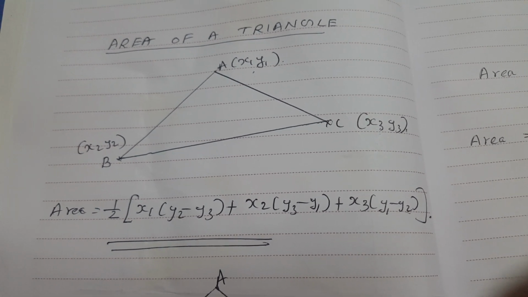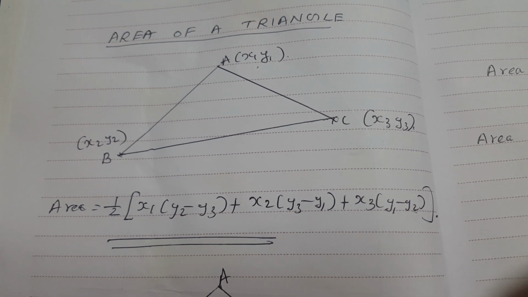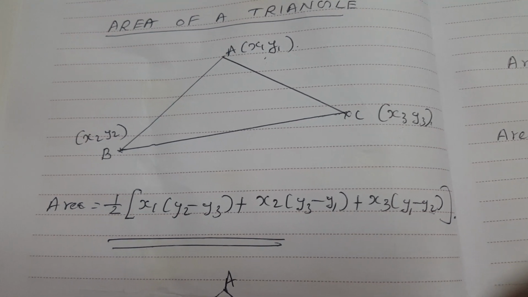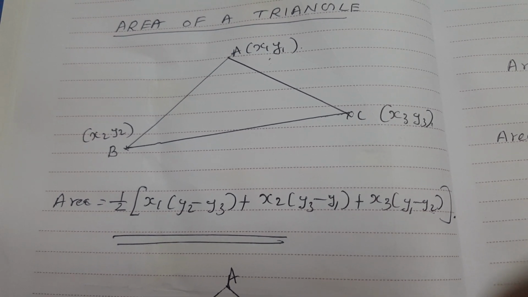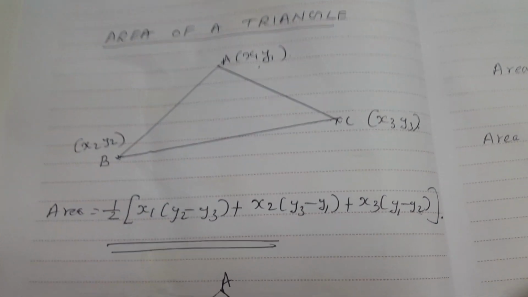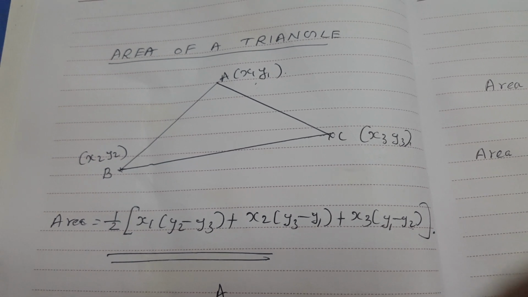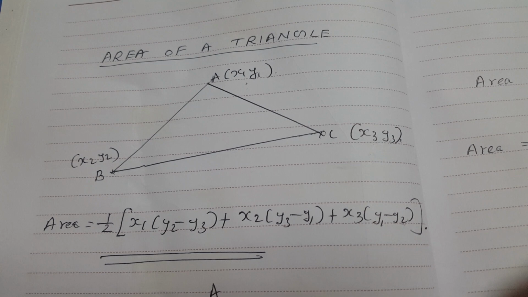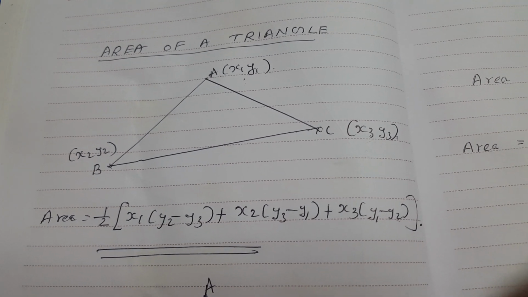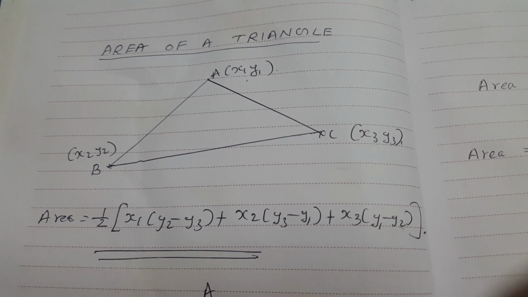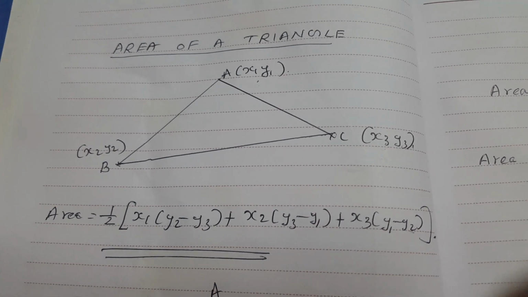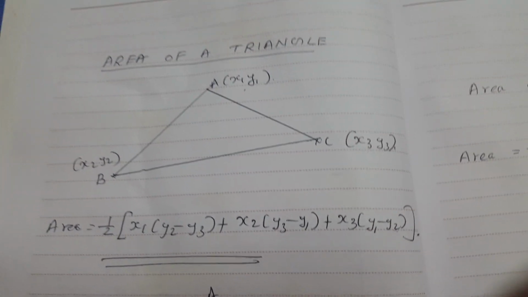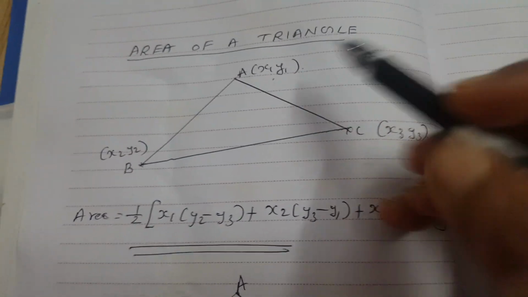The second formula was Heron's formula, which we apply if we are given the lengths of the sides of the triangle. And we are going to study a third formula for finding the area of a triangle, if the vertices of the triangle are given, meaning if the coordinates of the vertices of the triangle are given. Let's see what the formula is.